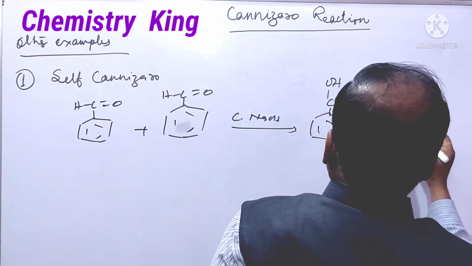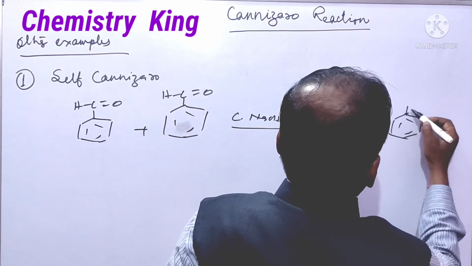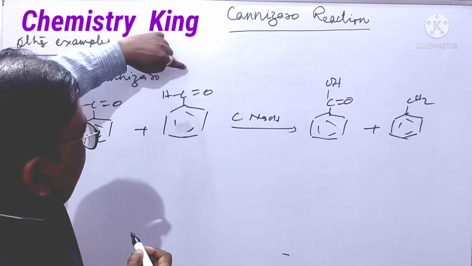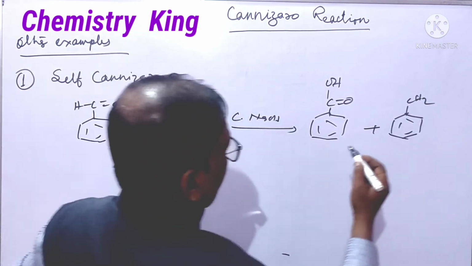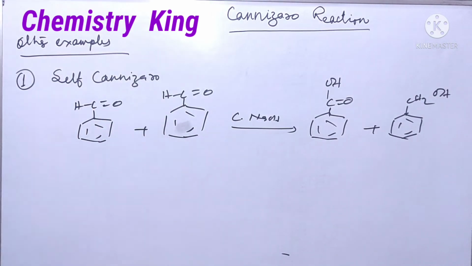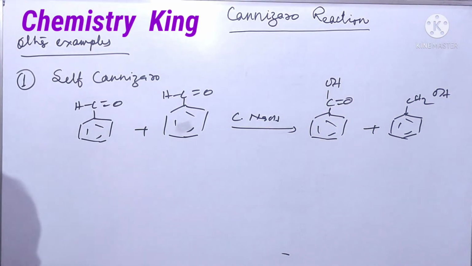So it is benzoic acid and it is benzyl alcohol. Here H minus attacks here. This bond will break. It is benzyl alcohol. Two same molecules, Cannizaro in same molecules, is called self-Cannizaro.